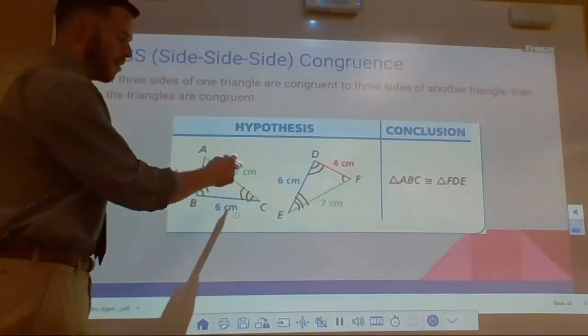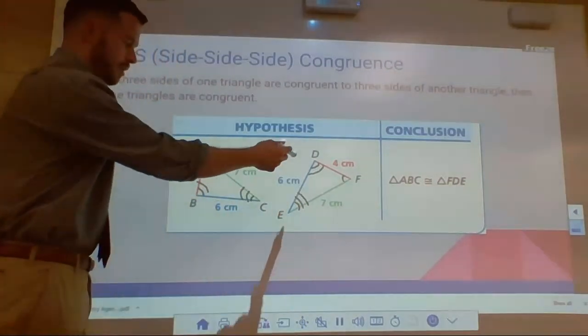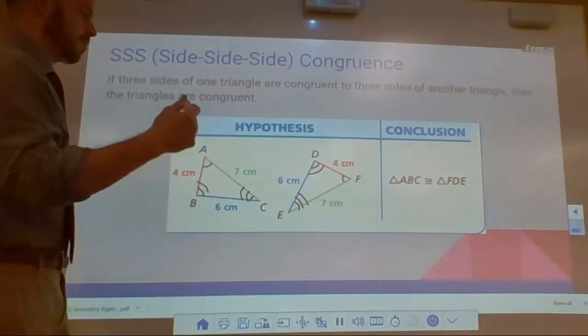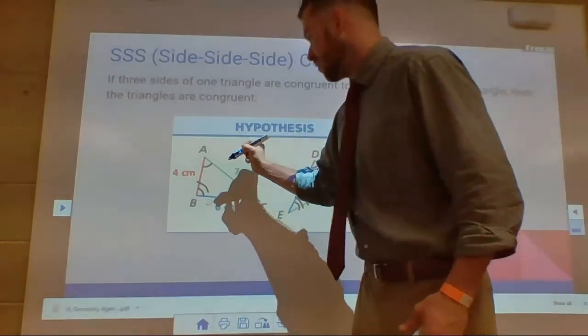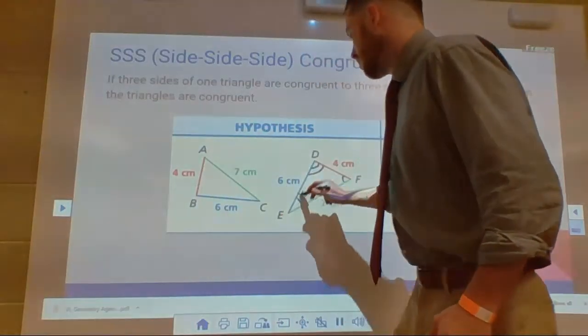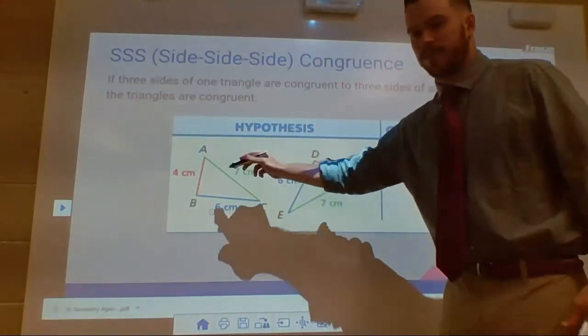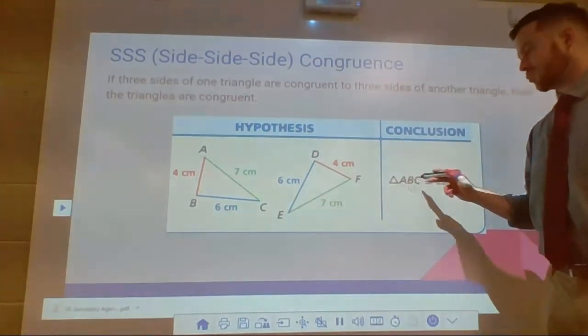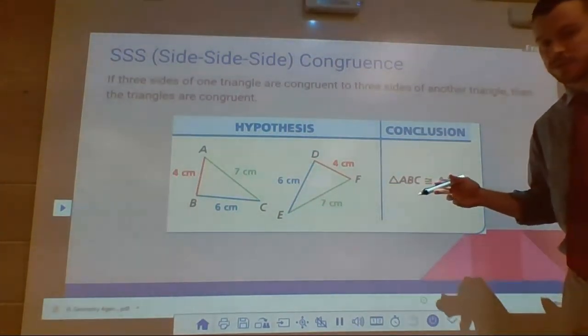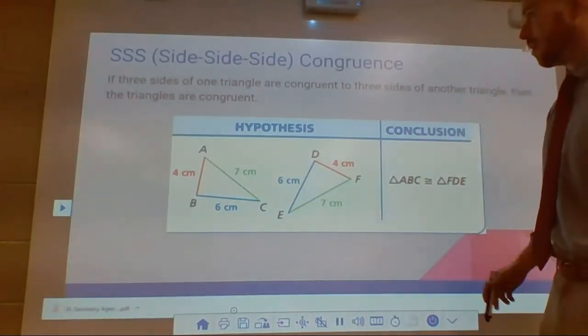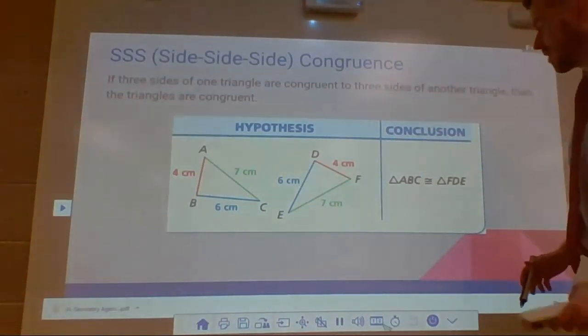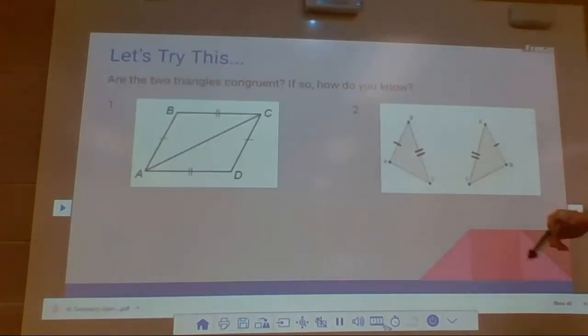So we see that all the angles are congruent and all the sides are congruent. But basically, at the end of the day, what this is telling us is that if three sides are congruent, then those triangles are going to be congruent because those angles are also going to be congruent, like we just talked about. So that's side congruence, SSS. So let's look at a couple problems.